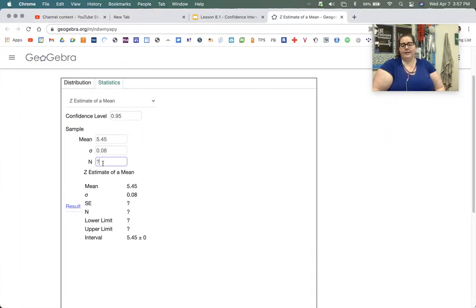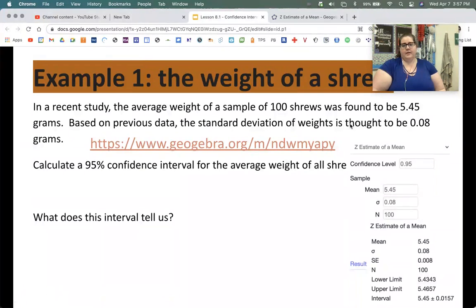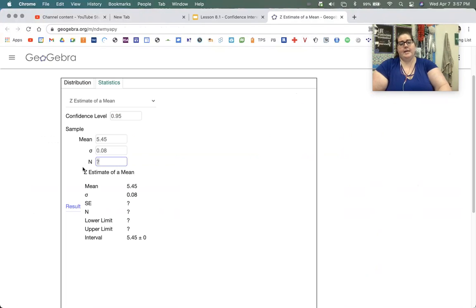And then N is the sample size. So they took a sample of 100 shrews. A lot of you were asking about what that means. That just means how many people or how many objects or how many shrews in this case were in our sample. So it says they took a sample of 100. So that is our N, which is our sample size.